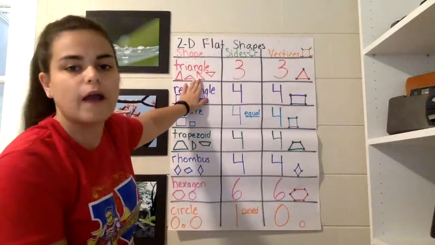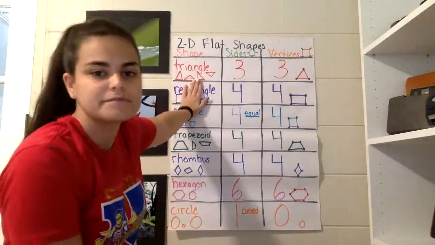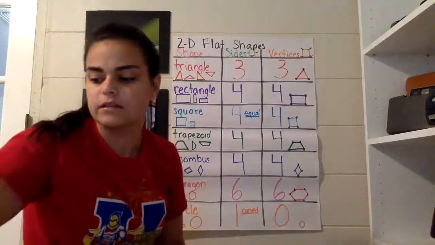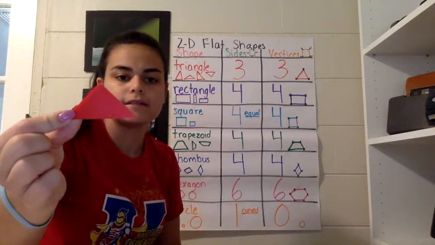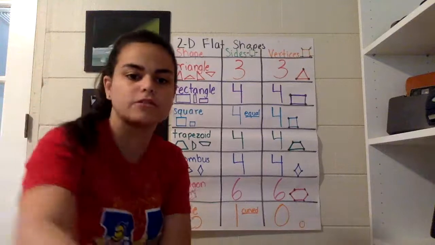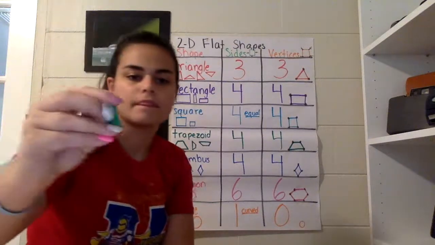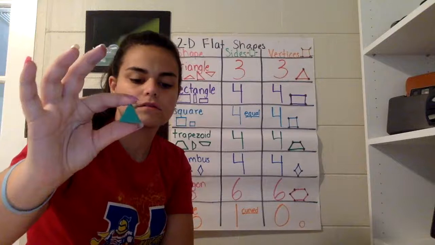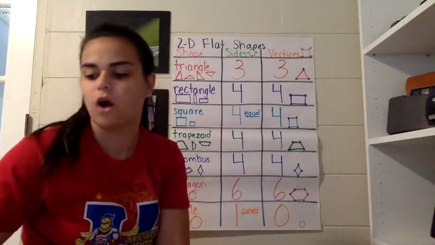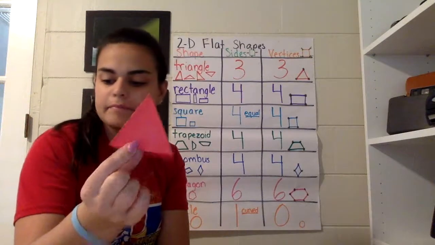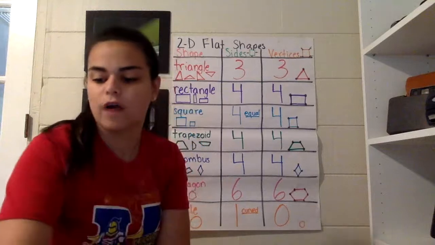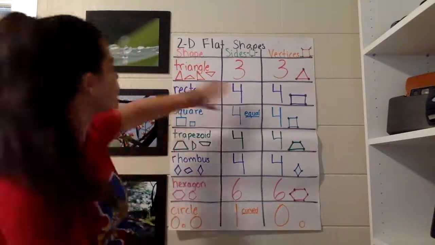Our first shape is a triangle. Everybody say triangle. Our triangle can look different ways. It can look like this. Another example of a triangle. It looks small. All the sides could be equal, or some of the sides could be longer. These are all triangles. So we've got 3 sides.